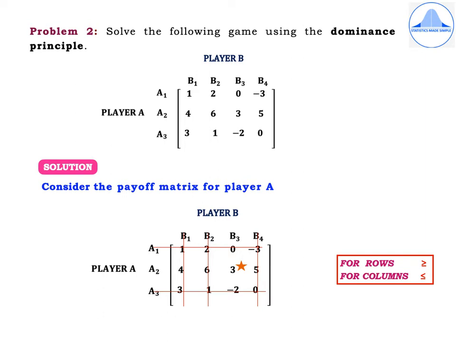So now all that remains is you have to compare B3 with B1. So 3 is less than 4. So in other words, it means that B3 dominates B1 and you have to delete B1.